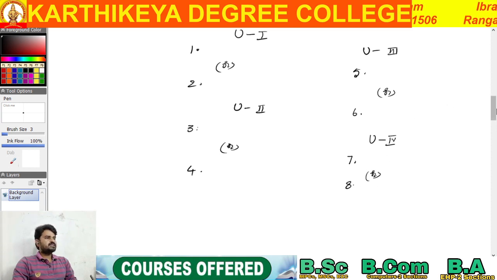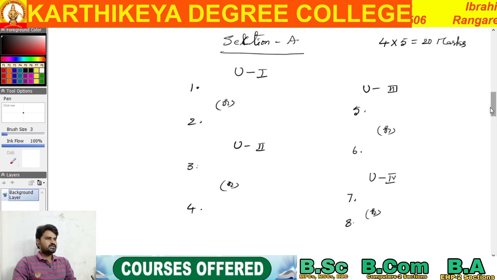This is about the short answer type questions. So totally you have to write any 4 questions out of 8 questions, and these 4 questions can be written from unit 1, unit 2, unit 3 and unit 4, at least 1 question from each. This is the weightage of the short answer type questions.